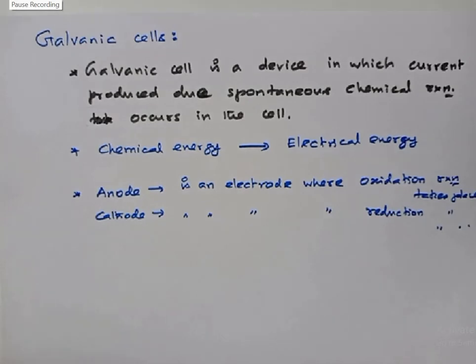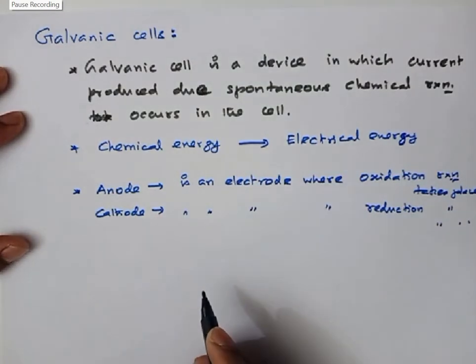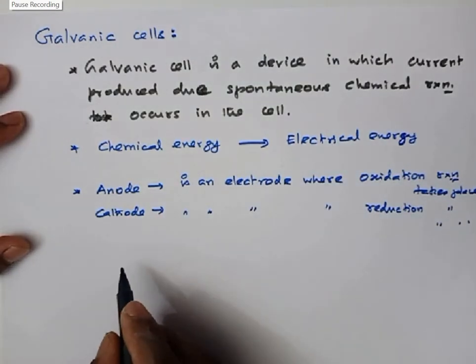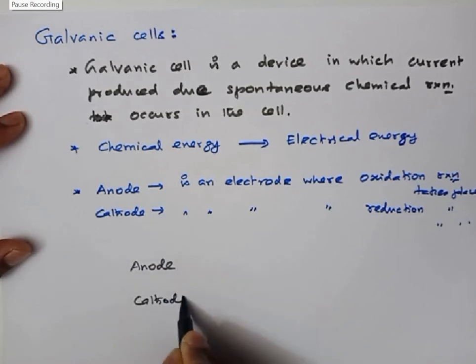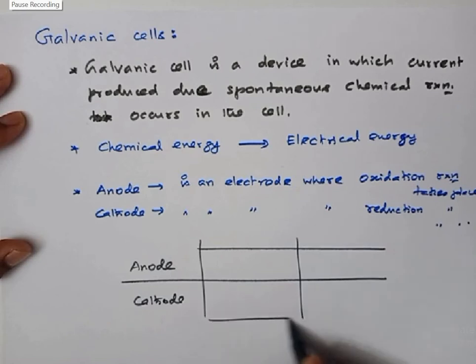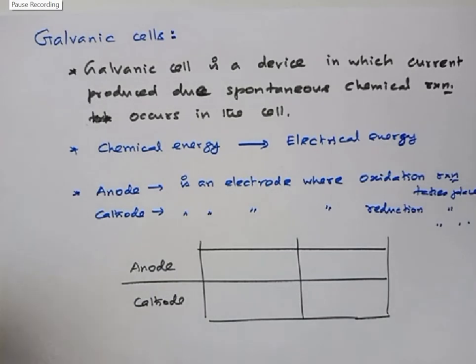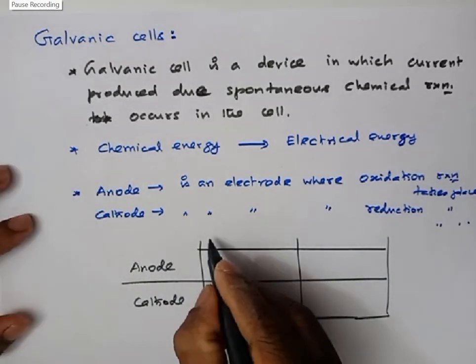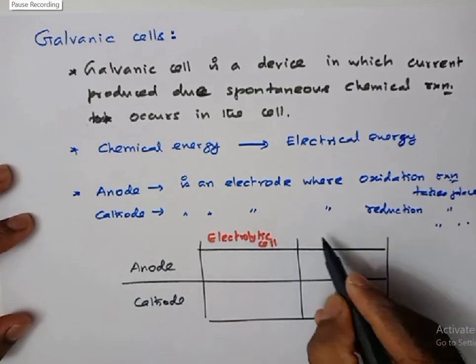What is that? Between electrolytic cell and galvanic cell, the difference is in the charges of the electrodes. So I'll write here anode and cathode. The first one is electrolytic cell and the second one is galvanic cell.